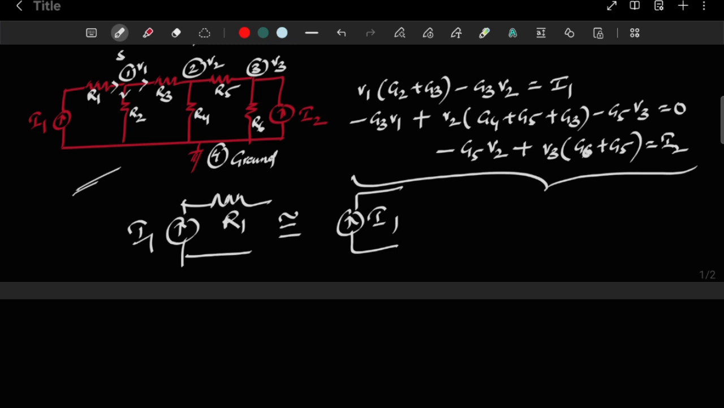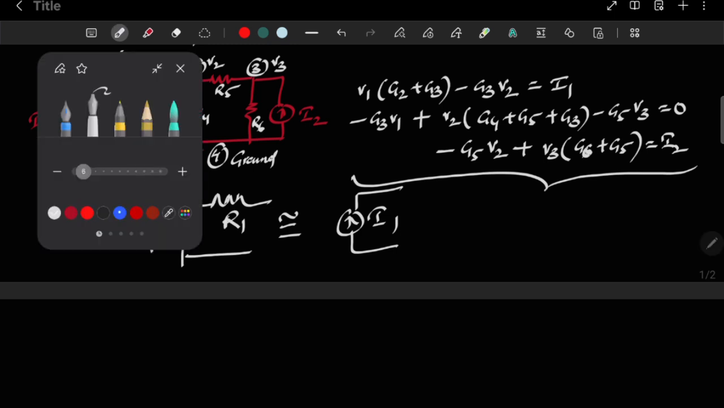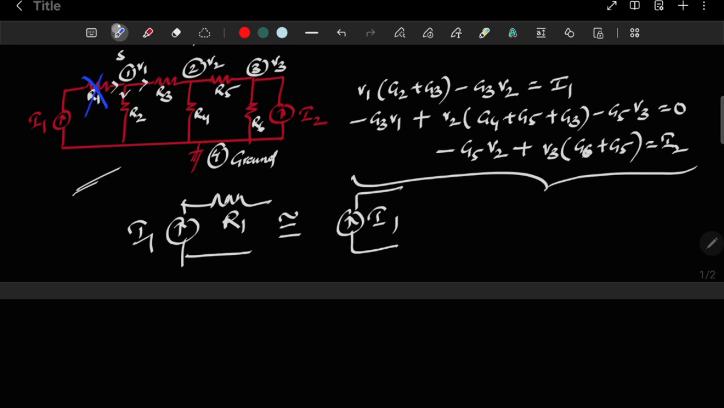Now see carefully. At node 1, if you don't consider R1, what are the conductances involved? At node 1 we have G2 and G3. So in the application of KCL at node 1, these two are involved, G2 and G3. G2 is related to the V1 potential, but R3 is related to both node 1 and node 2, that means both V1 and V2.